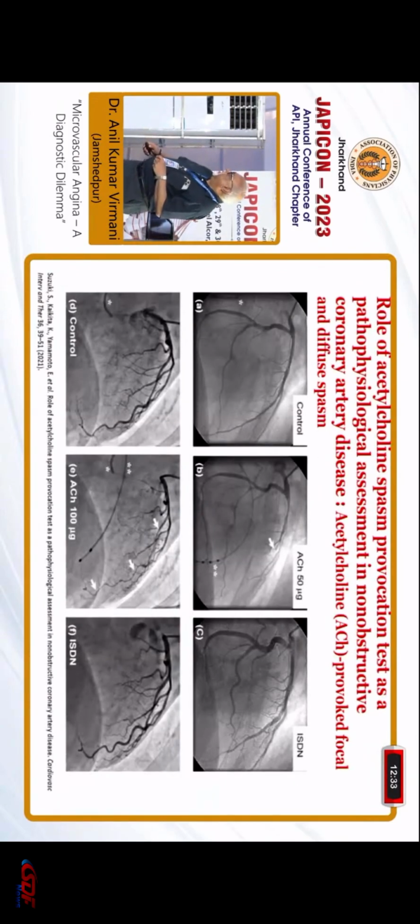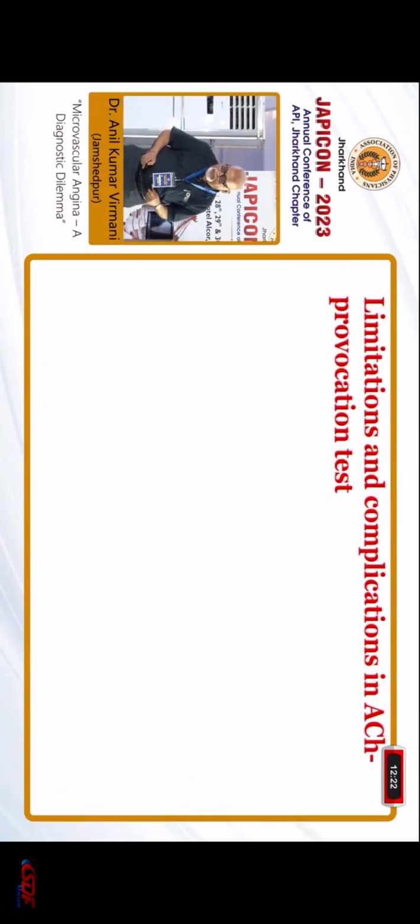This is the classic acetylcholine test. You see a constriction here, and after giving isosorbide, the constriction disappears. This is a classic case of vasospastic angina.